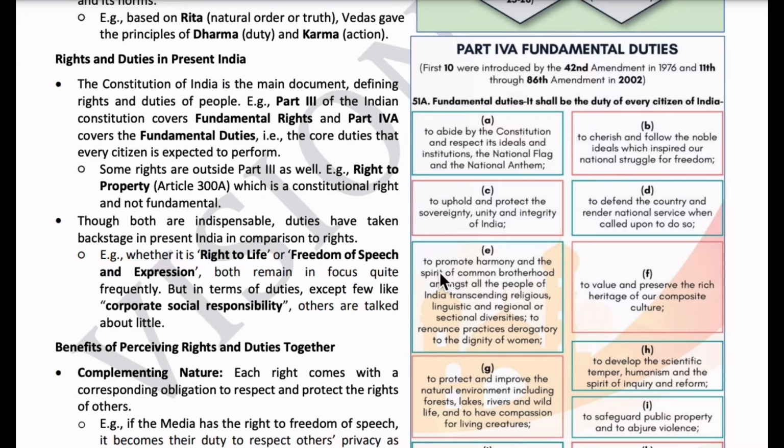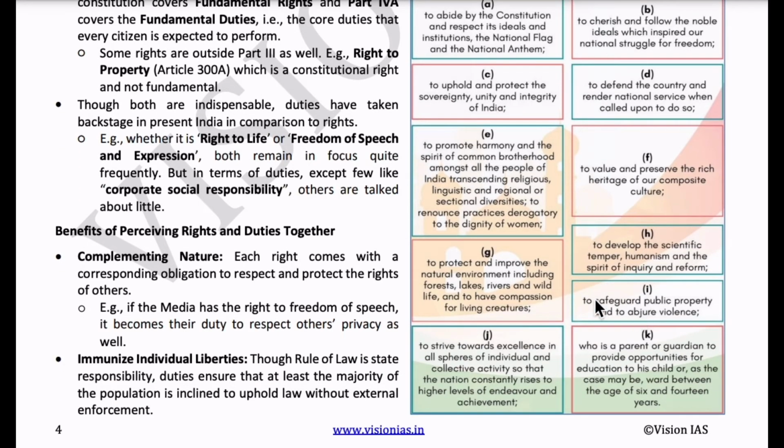Next is to promote harmony and the spirit of common brotherhood amongst all the people of India, transcending religious, linguistic, and regional or sectional diversities, and to renounce practices derogatory to the dignity of women. Then, to value and preserve the rich heritage of our composite culture. Next is to protect and improve the natural environment, including forests, lakes, rivers, and wildlife, and have compassion for living creatures; to develop scientific temper, humanism, and the spirit of inquiry and reform; to safeguard public property and abjure violence.